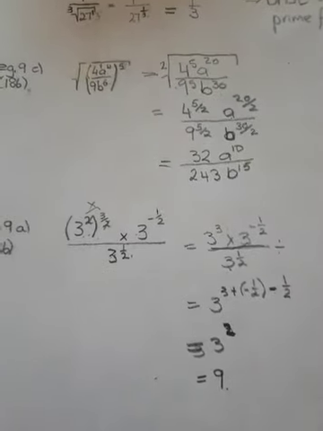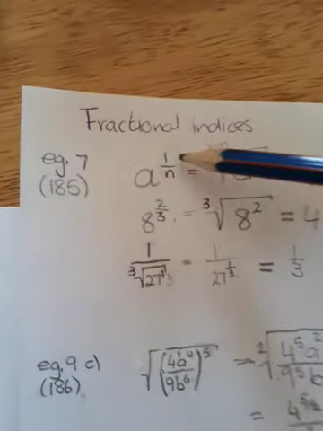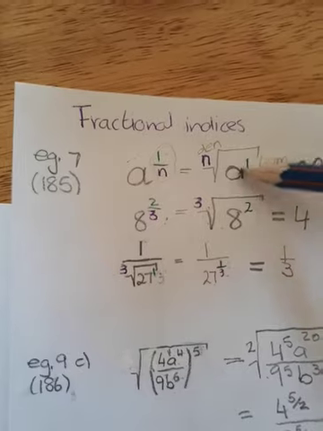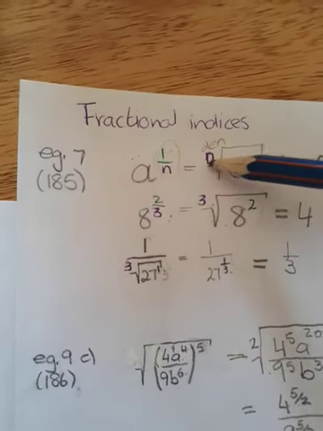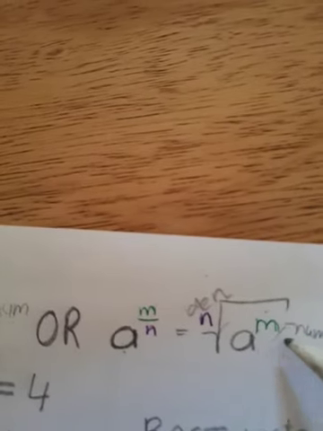So these are the fractional indices. Applying the law, I repeat, you will just simply make the numerator the index of the base, and the denominator becomes the root. If you do it the other way around, for instance, if you have a to the power of n and you want to solve the nth root, then the n just simply becomes the denominator, so you simply divide by n, which then removes the root. Okay, that is the fractional index law.